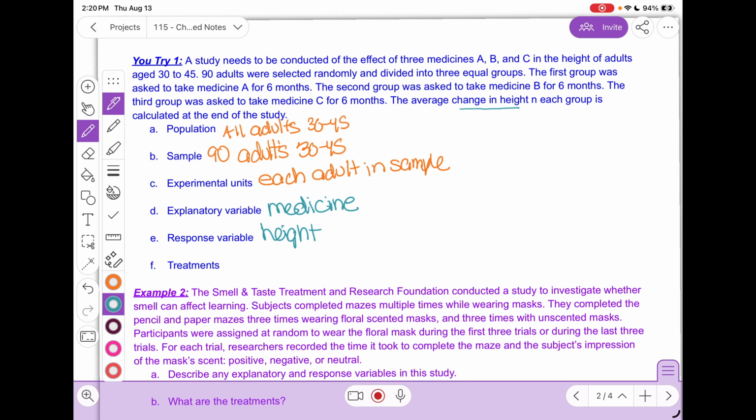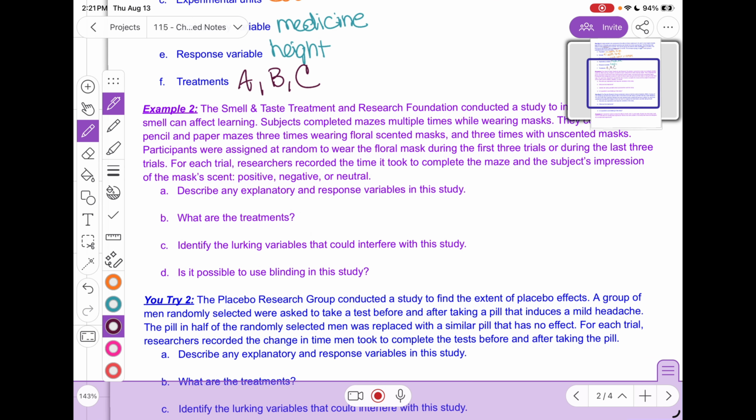All right. And then the treatments are, so the first group takes medicine A, second group takes medicine B, third group takes medicine C. So treatments are A, B, and C. That's what we got. Okay, let's look at example 2.